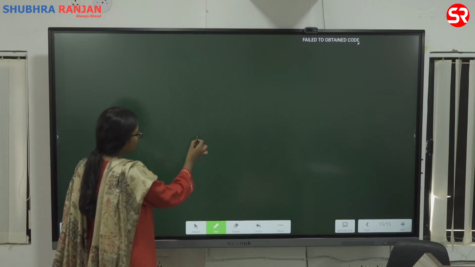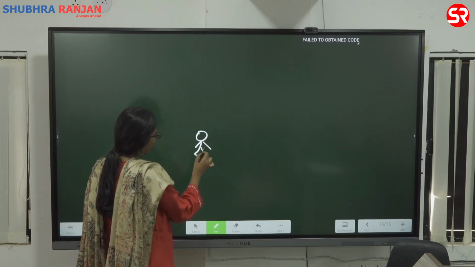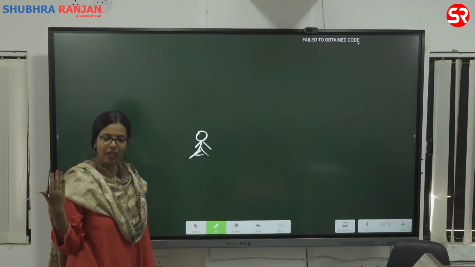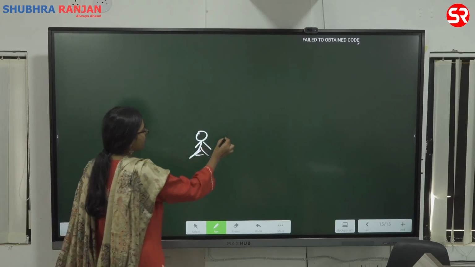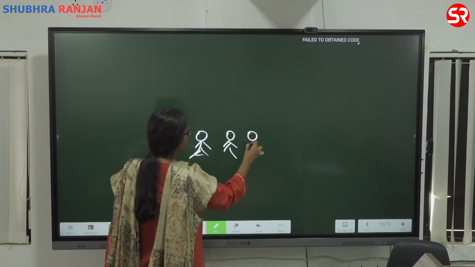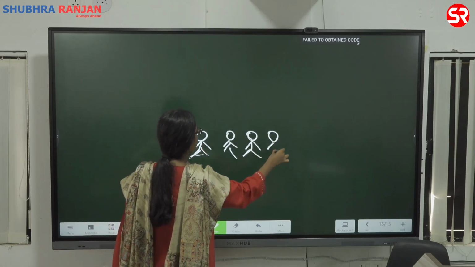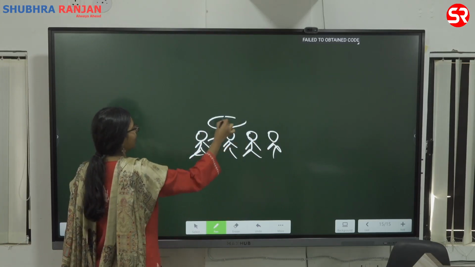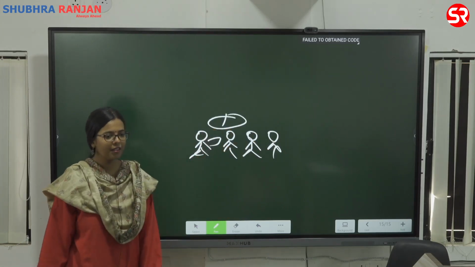So what are they doing? And hunting mostly is in community. Okay, they are not hunting alone. So you will see that there is a group of people who are having bows and arrows and they are killing an animal. The animal is shot dead here.